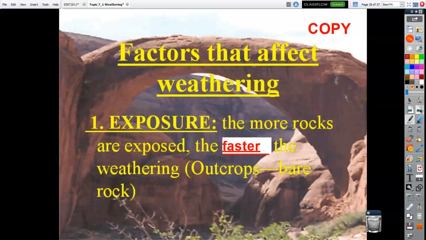Quickly, I'll go through the factors. Most of this is pretty simple. Things that affect weathering are going to cause rocks to break down either quicker or slower. One is exposure. So the more the rocks are exposed, the faster they'll break down.